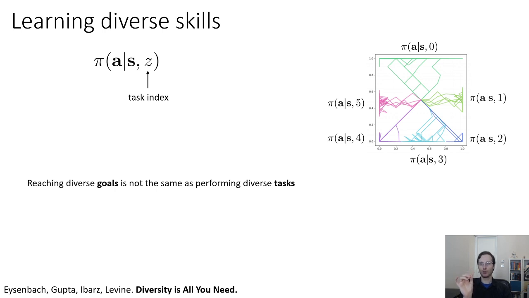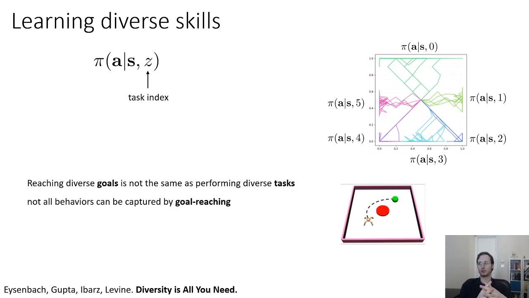Now, reaching diverse goals is not the same as performing diverse tasks, because not all behaviors can be captured as goal-reaching behaviors, at least not in the original state representation. So you could imagine, for instance, that you need to reach this green circle, this green ball, while avoiding the red circle. Now, there's no goal-conditioned policy that can do this. The goal-conditioned policy can go to the green ball, but there's no way to also tell it to avoid the red circle. So the space of all possible skills is larger than the space of all goal-reaching skills.